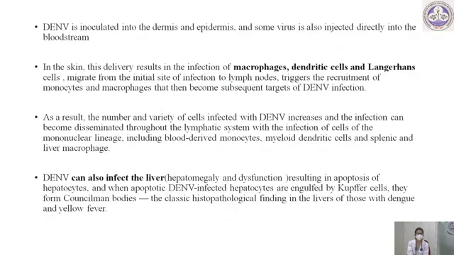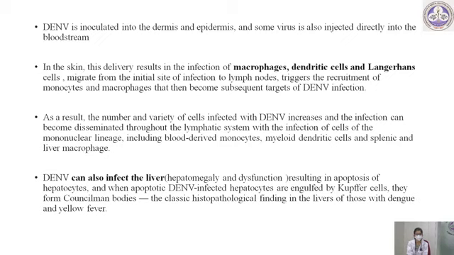Dengue virus is inoculated into the dermis and epidermis, and some virus is also injected directly into the bloodstream. In the skin, this delivery results in infection of macrophages, dendritic cells, and Langerhans cells, which migrate to the lymph nodes and trigger the recruitment of monocytes and macrophages, which then become subsequent targets of dengue virus infection. The number and variety of cells infected with the dengue virus increases, and the infection can become disseminated throughout the lymphatic system with infection of cells of mononuclear lineage, myeloid dendritic cells, and liver and spleen macrophages.